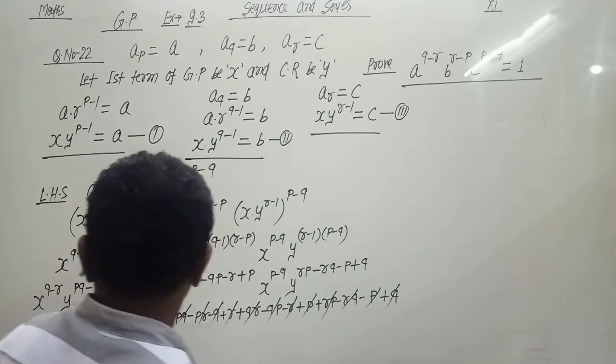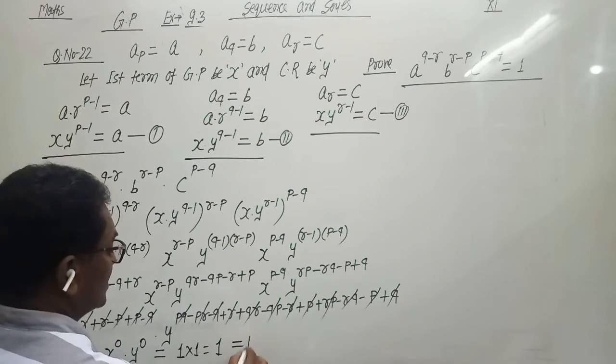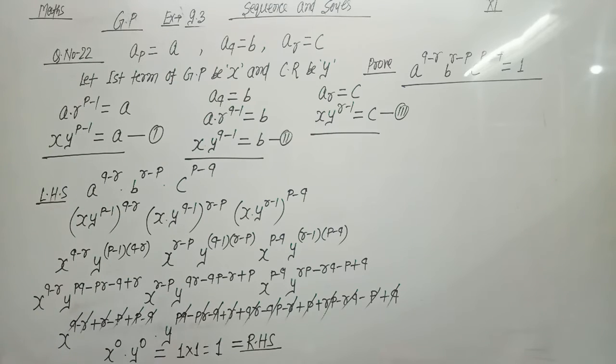And we get x raised to the power 0 into y raised to the power 0. And x raised to the power 0 is 1, y raised to the power 0 is 1, and 1 into 1 we get 1, which is the RHS. So the result comes: LHS equals RHS.